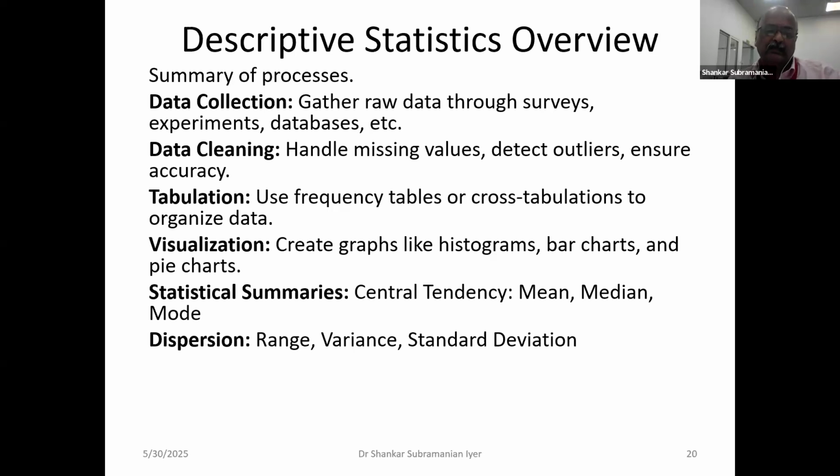Then you tabulate the data, using frequency tables or cross tabulations to organize it. And of course, visualization will help to have further insights, that is, creating graphs like histograms, bar charts, and pie charts. The statistical summaries are the central tendency: mean, median, mode. And dispersion looks at the range, variance, and standard deviation.